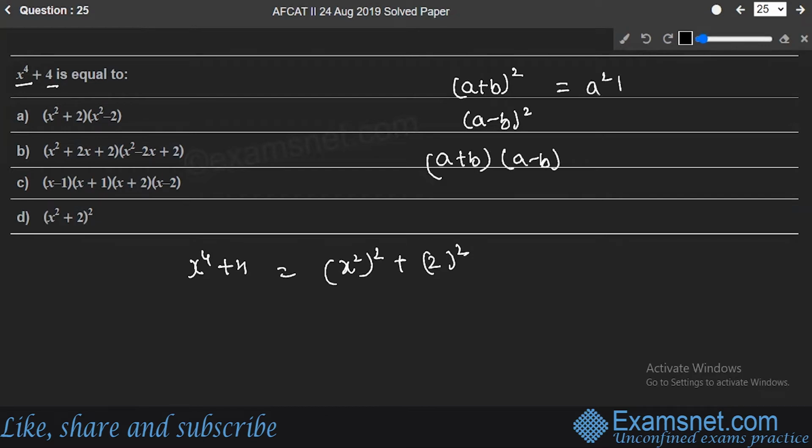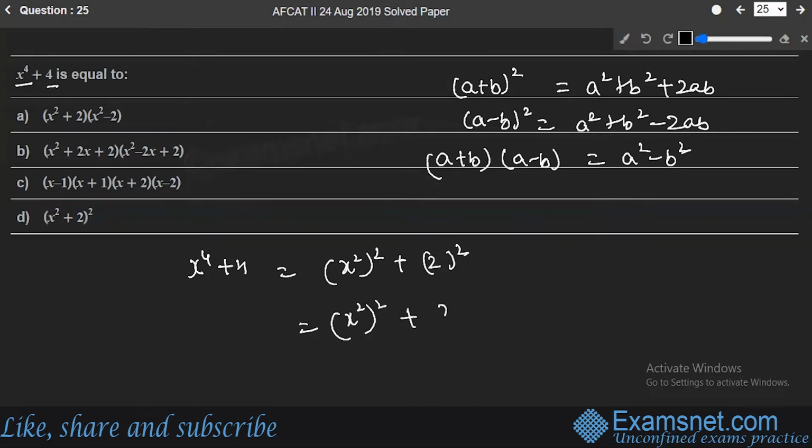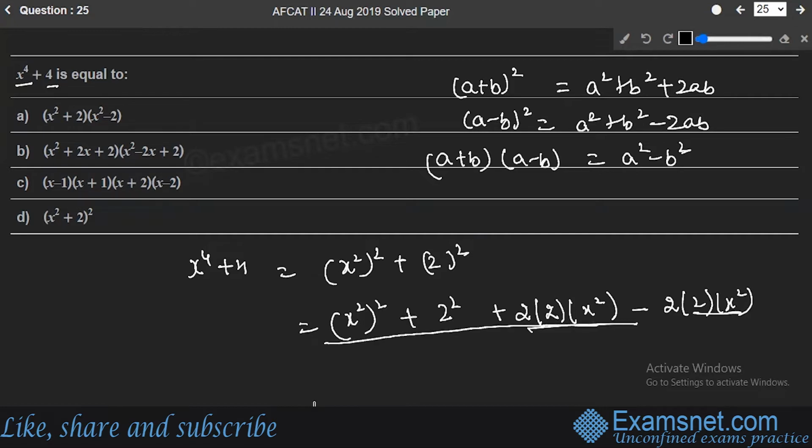So this is a square plus b square plus 2ab. This one is a square plus b square minus 2ab, and this is a square minus b square. Okay. Now, what can I do with this one is x square plus 2 square. Now I will add 2 into a into b minus the same thing. I'm adding and subtracting the two similar things. And now I will combine this.